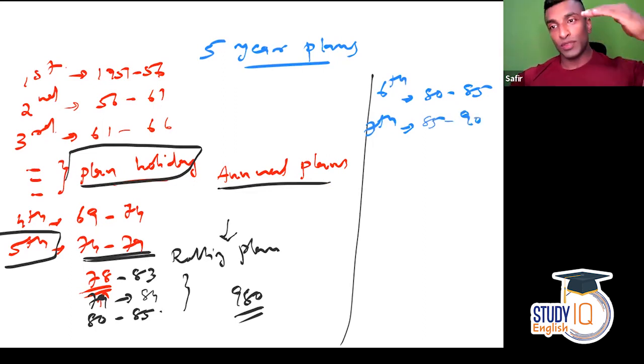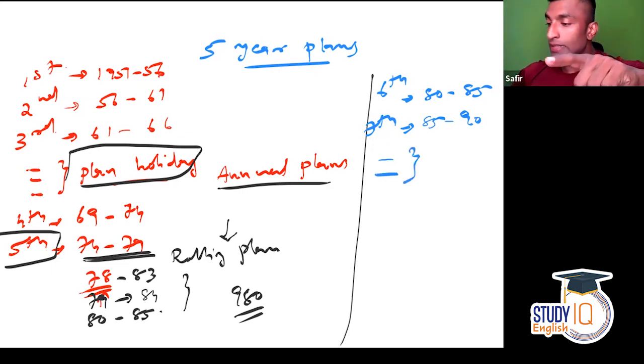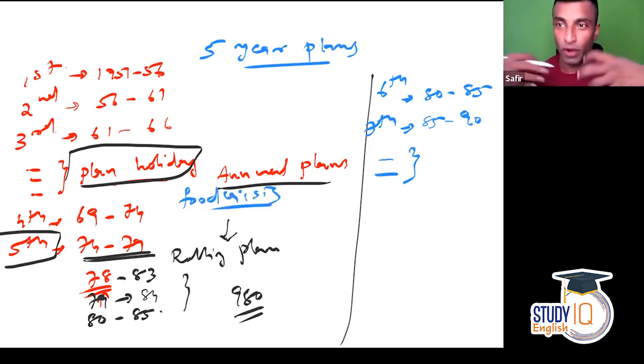So 3 plans, 3-year gap, 2 plans, 2 gap, further 2 plans, now going to be 2 gaps. Why this 2 gap? This is due to, like here, guys, I'm just writing it: food crisis. If you feel like it is war, no, for me, the primary reason is food crisis. And that is what we were trying to solve through plan holiday.